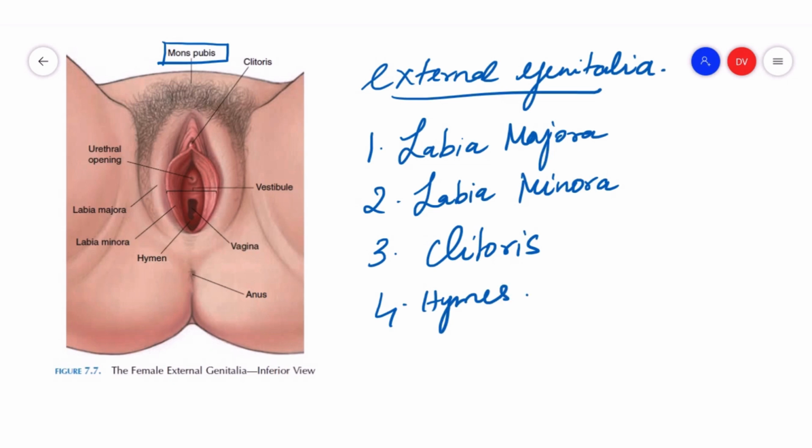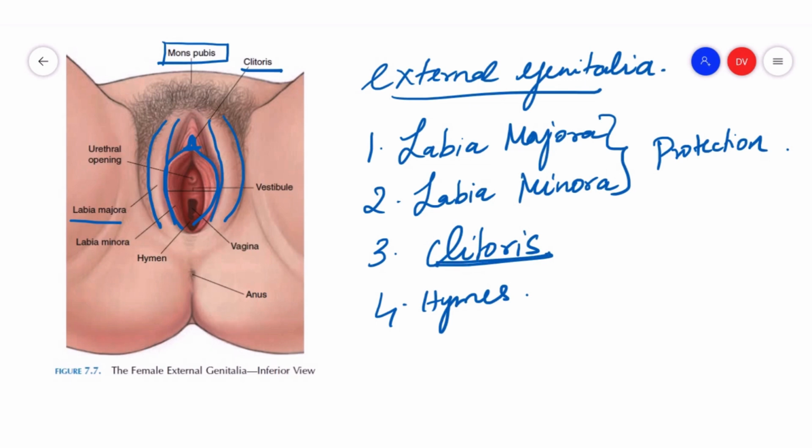If you look at this picture, you can see this fleshier outer part. This outer fleshy region is known as the labia majora, and then you can see a thin flap inside, which is known as the labia minora. Here you can see a small finger-like projection. This is known as the clitoris. If you ask me what the labia majora and minora are for, protection. And the clitoris stimulates sexual pleasure during intercourse, so we call it the pleasure structure.